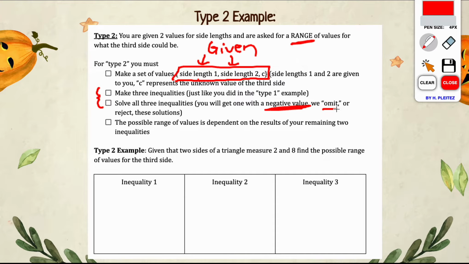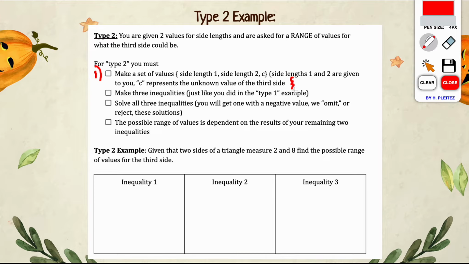So it says, given that two sides of a triangle measure 2 and 8, find the possible range of the values for the third side. So for the first step here, we have to make a set of values. My first given side length is 2. My second given side length is 8, and then we're trying to find a possible range for the third side. So the third side we're just going to call C. You can really call it any letter you want. I'm just calling it C because I'm used to that. You could call it X or whatever you want.